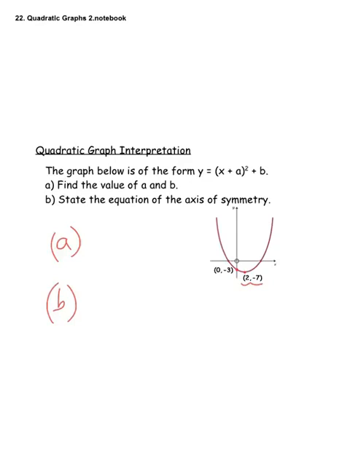In this case, the turning point is (2, negative 7), so our equation is going to be y is equal to (x minus 2) squared take away 7. So a is equal to minus 2 and b is equal to minus 7. And for part B, x equals 2 is the axis of symmetry because the axis of symmetry lies on the turning point, and we know the x coordinate for the turning point is 2.